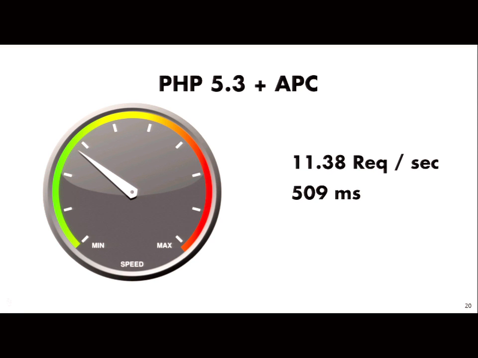This is kind of the best you could do circa the end of last year, with PHP 5.3 and APC, well-tuned, well-put-together. If you had different hardware, maybe you could get slightly better, or if you tricked something else out on the infrastructure side, you could do slightly better. But this is a pretty good runtime, pretty good setup. And this is the baseline for our benchmark: just over 11 requests per second and just under 509 milliseconds.